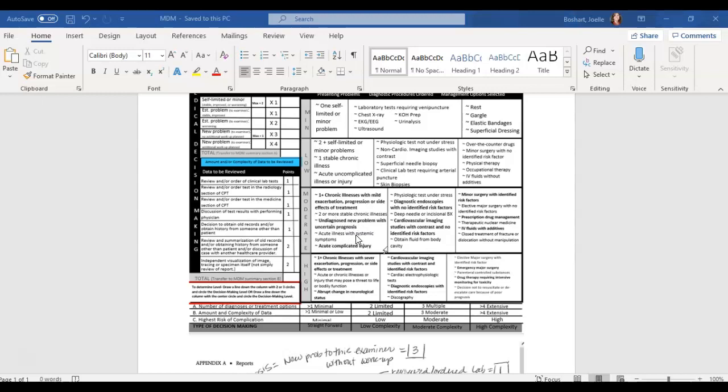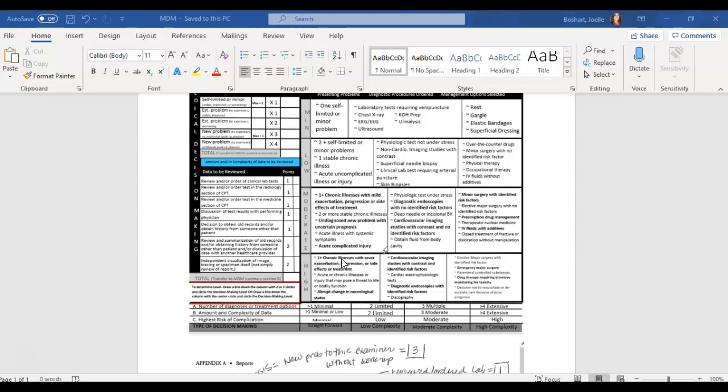The next would be an acute illness with systemic symptoms. So this is something where, let's say the patient has an upper respiratory infection and they're wheezing and they can't catch their breath. Their respiratory system is symptomatic also. So I would count that for this. An acute complicated injury. This is something like a dislocated shoulder. It's going to require an additional treatment or additional procedure to fix it, that type of thing.